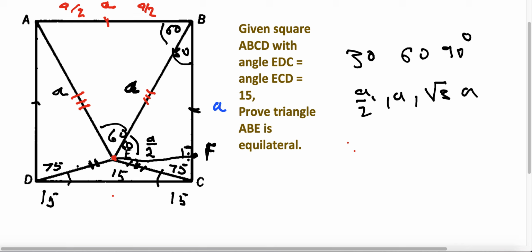And if I go here to make a very straight line, here is 60 degrees, right? And here is 15. What does it mean? So this angle here is going to be 75 degrees. And this angle here, 15 plus 60, is 75 degrees.